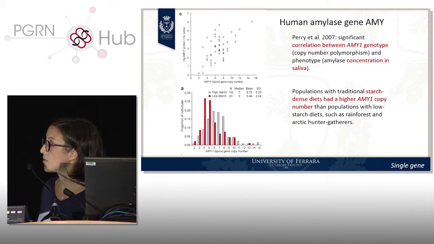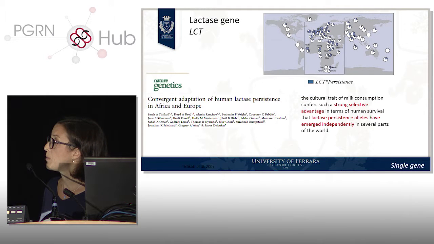And you can see here from this picture that populations that have a high amount of starch in their diet have a higher number of copies, which means that here there has probably been positive selection for a high copy number, due to the fact that this amount of starch was beneficial and has a positive effect on fitness.